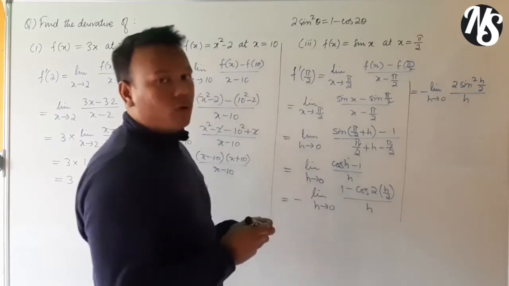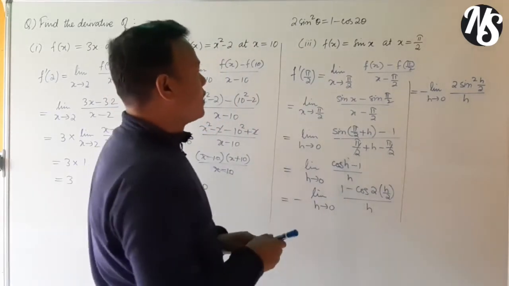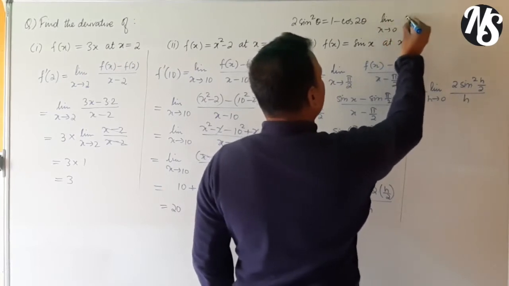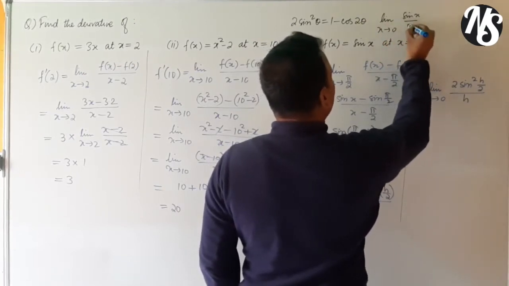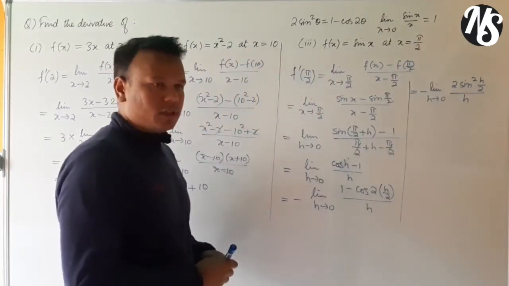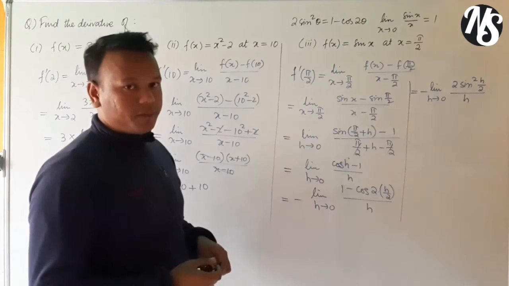Now there's one more formula. The formula is limit x tends to 0 of sine x by x will be equal to how much? 1. Yes, do you remember this formula? Okay, so let's apply that formula here.